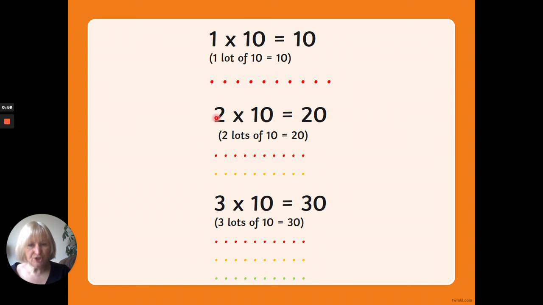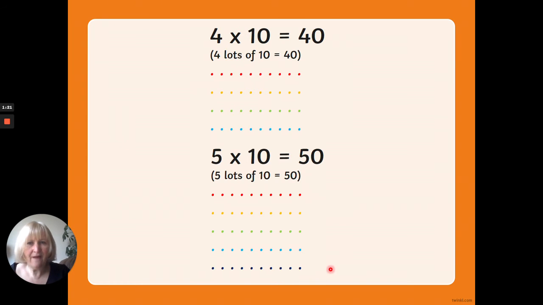Okay, 2 times 10 equals 20. So 2 lots, 10 and another 10, that makes 20. And you could count the rows. You could count 10 and the yellow row 20. 3 times 10, 10, 20, 30. 4 times 10, 10, 20, 30, 40. Did you hear the 4 then in the answer?